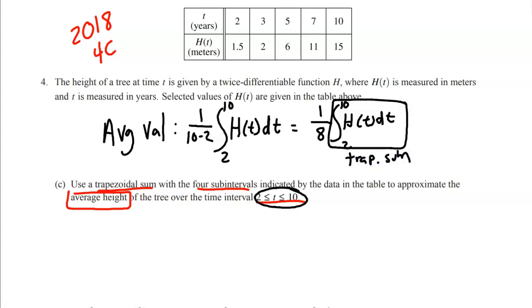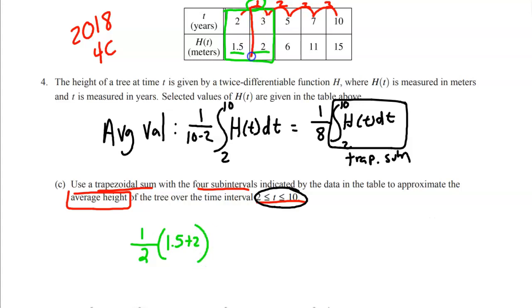Okay, so let's begin doing the trapezoid sum. We have from here to here is 1, from here to here is 2, and from here to here is 2, here to here is 3. My first trapezoid has a height of 1 with bases 1.5 and 2. So we do height over 2 times the sum of the bases.